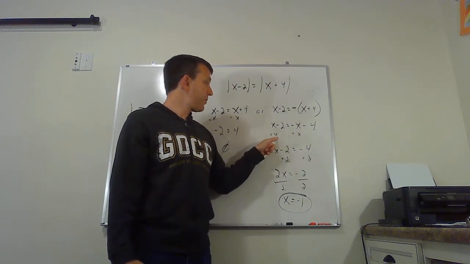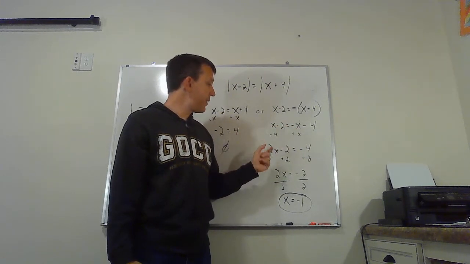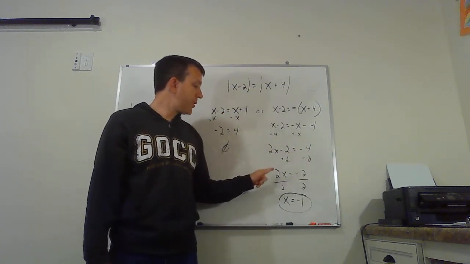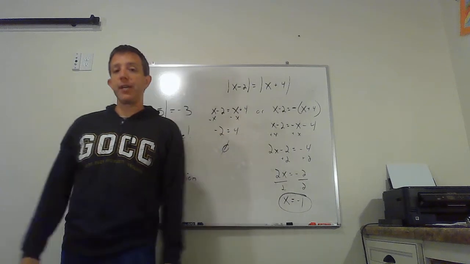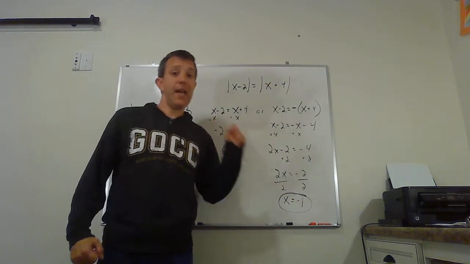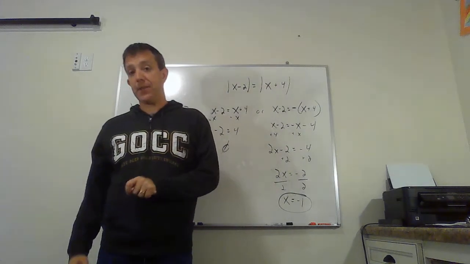I'm going to add x to both sides to get rid of this negative x on the right. Gives me 2x minus 2 is equal to negative 4. Add the 2, divide by 2, and I end up with x is equal to negative 1. And that is a perfectly good answer. We can get a negative solution for x.